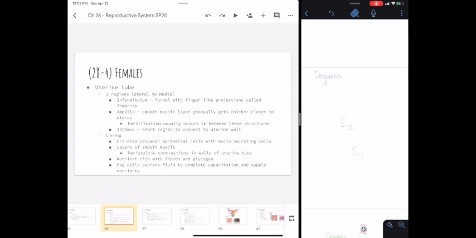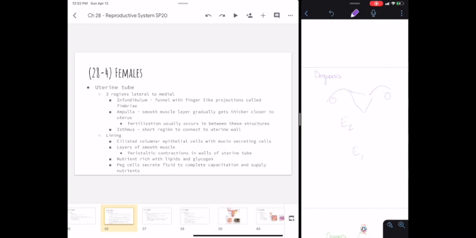Then the isthmus, this is the long part where we typically show in the diagrams. This is like the long arms coming back into the uterus, if the ovaries are over here. Okay, the lining of the uterine tube. Again, we have ciliated columnar epithelial cells here. We have some mucin-secreting cells, so we're secreting mucus.